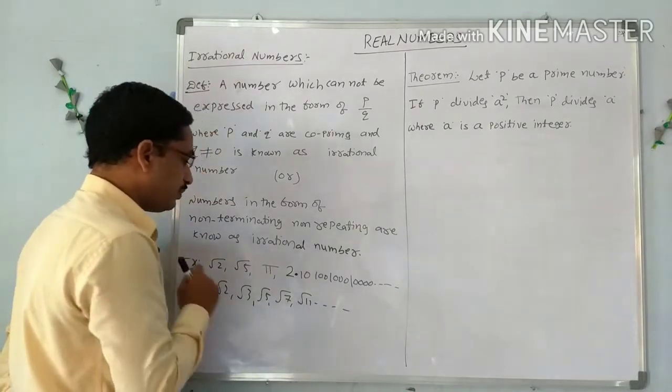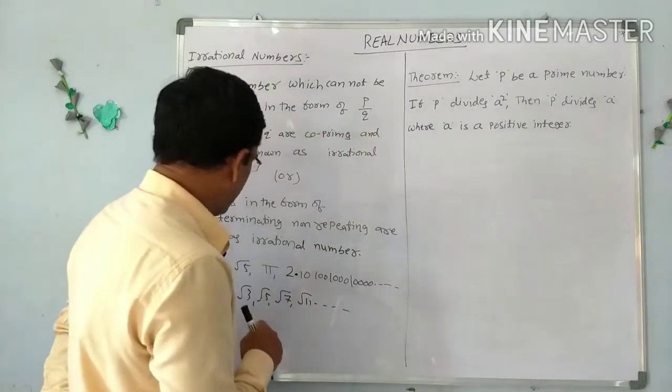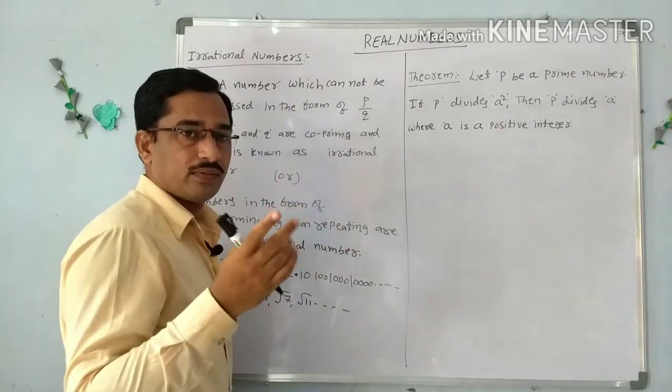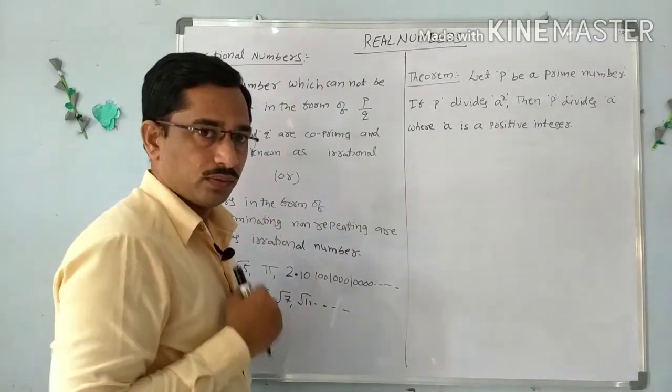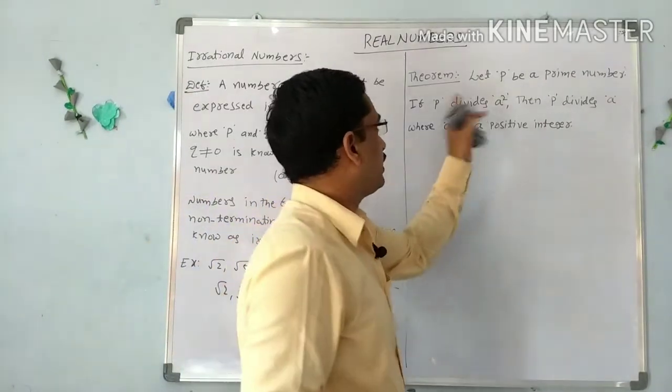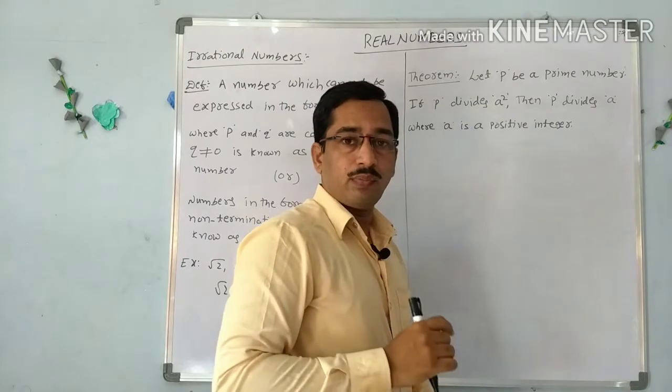So these are the examples of irrational numbers, and we cannot write irrational numbers in the form p by q. Only rational numbers we can write in the form p by q. This is the definition of an irrational number. Next we have a theorem related to the exercise 1.4 problems.